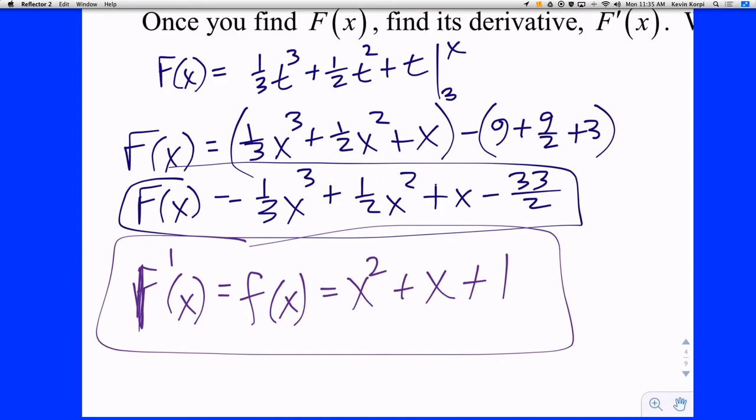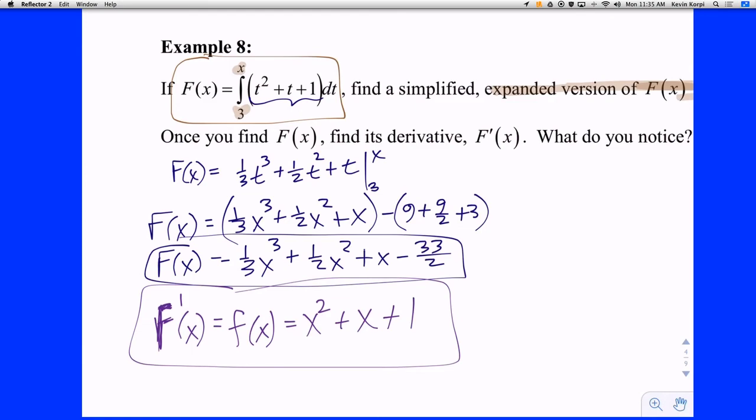Okay, yeah. Big F prime of x equals f of x. So the derivative of the antiderivative was x squared plus x plus 1. Have you seen x squared plus x plus 1 somewhere else in this problem? It looks like it's right there, doesn't it? The only difference is in the top, it was a function of t as an integrand. Now it's a function of x.